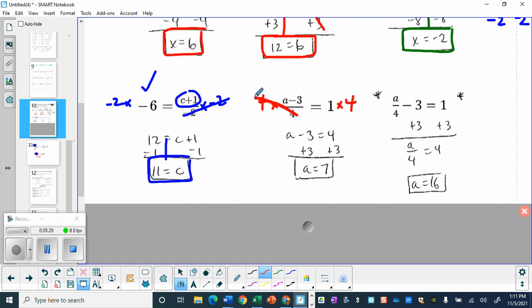Cancels out over here, and I just have a minus 3. And 1 times 4 is where I get this 4. Now again, when I drop my line, I see a negative constant right here, so I'm going to add 3 on both sides. 4 plus 3 is 7, so I have now solved and gotten that a is 7. To check, 7 minus 3 is a 4. 4 divided by 4 is in fact a 1, so we are set.